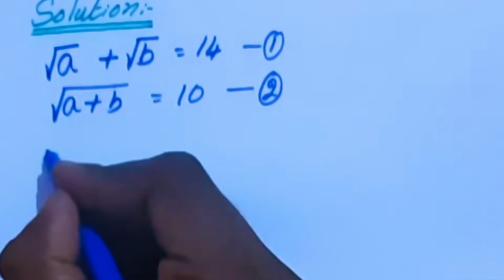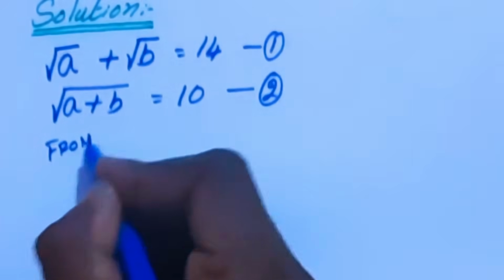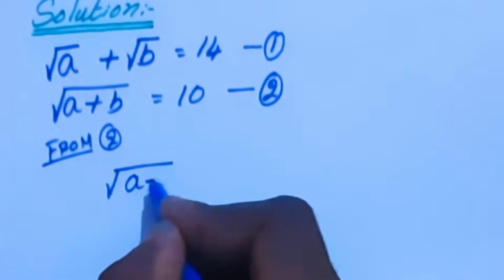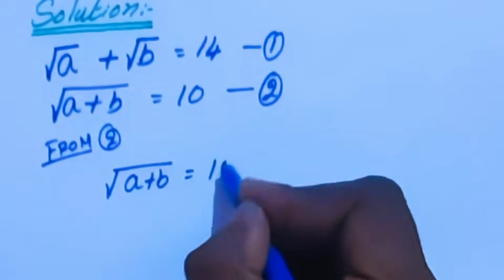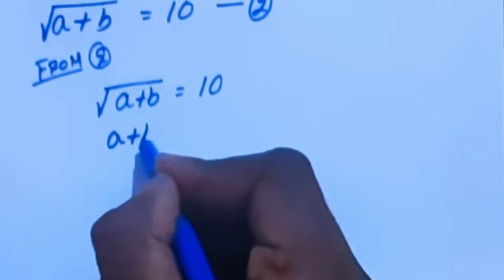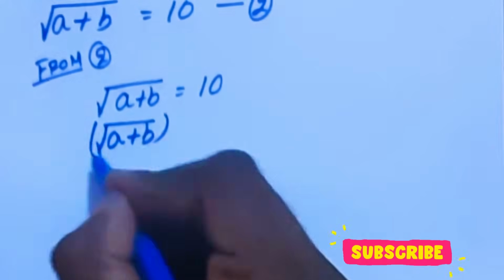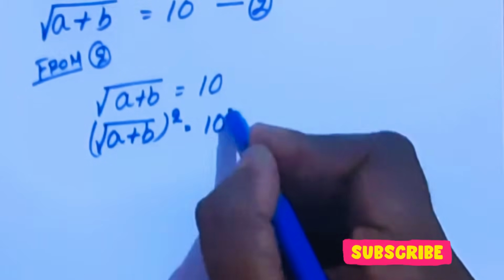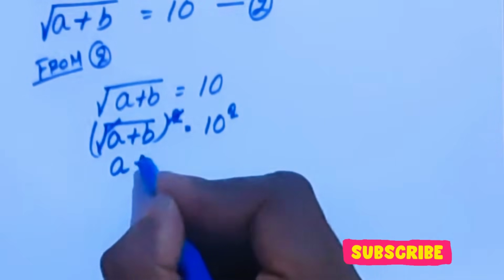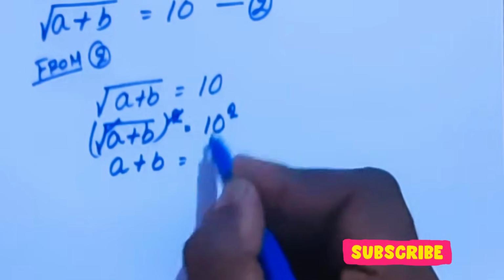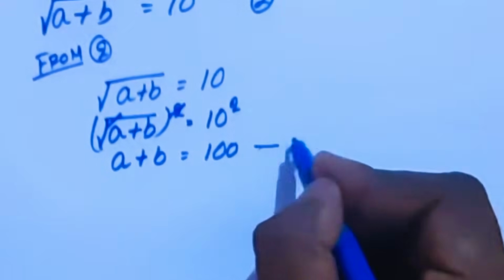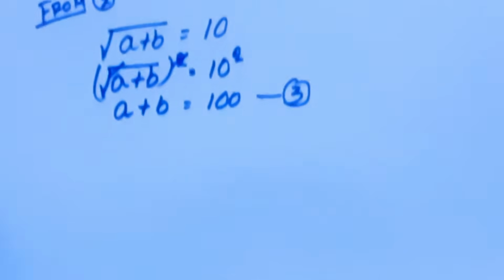Now from equation 2, square root of a plus b equal to 10. We are going to take square on both sides. So square root of whole square equal to 10 square. Now the square and square root will cancel each other. Now we have a plus b equal to 10 square, which is 100. This is equation 3.